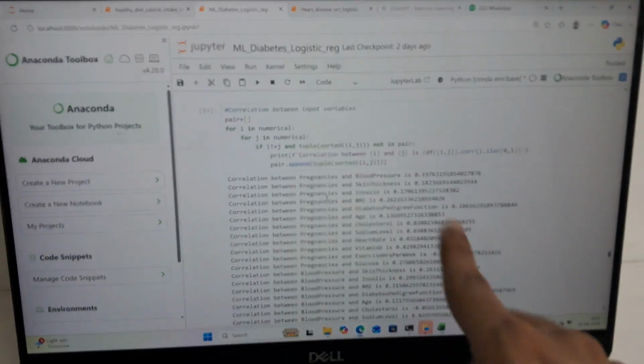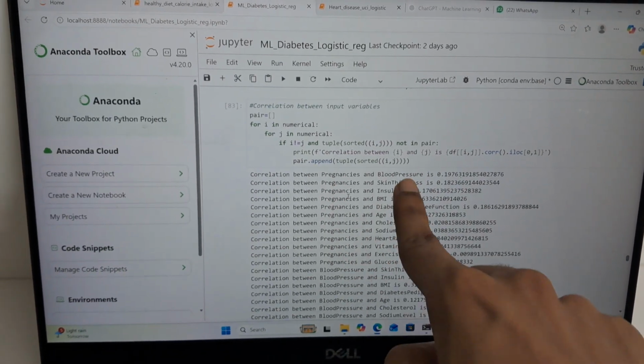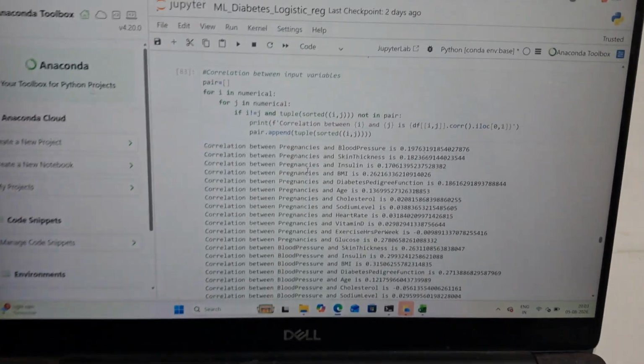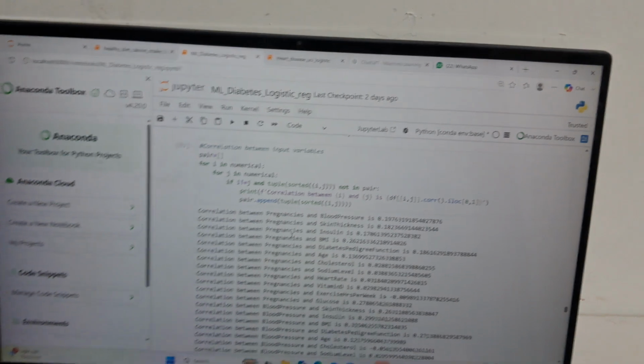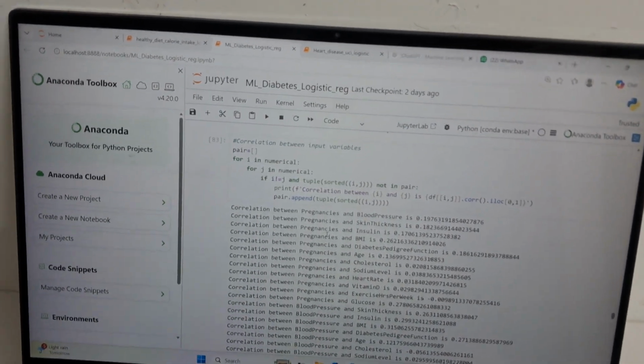I'll check the relation of those columns, like how pregnancy is related to blood pressure, how pregnancy is related to skin thickness, how blood pressure is related to cholesterol. And now why do I need to check the relation between all input variables? Like how one input variable is related to another input variable. So why do I need to check this relation?